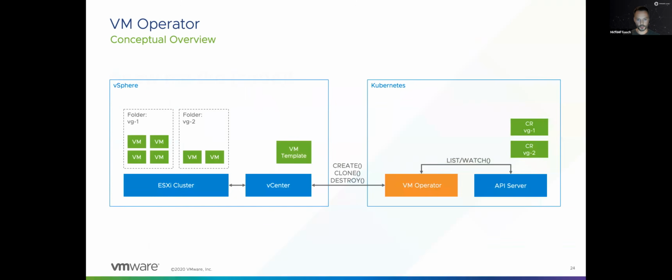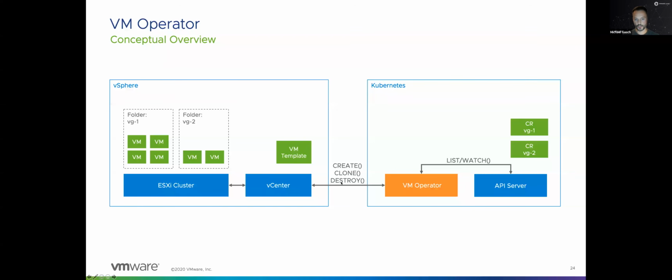Okay, so last slide before we go into the code. And this is just an overview of the model that we are basically building. So on the right, we have Kubernetes, we have the API server. We're going to create custom resources, which are our VM groups, here VG-1, VG-2, just as an example. Then our operator or custom controller will list and watch against the API server for these kind of changes when these objects get created, updated, or deleted.